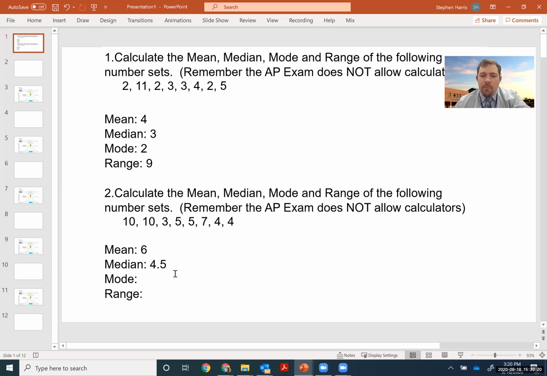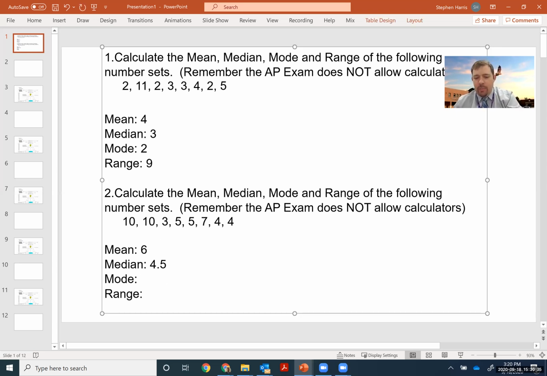Then we get into our mode, and once again, the numbers don't fit quite the same way they did the first time. It is very common for numbers to be multimodal. In this case, we have 3 different modes because we see the number 10, the number 5, and the number 4. So this is a trimodal set of scores, and all of those must be included for the right answer.